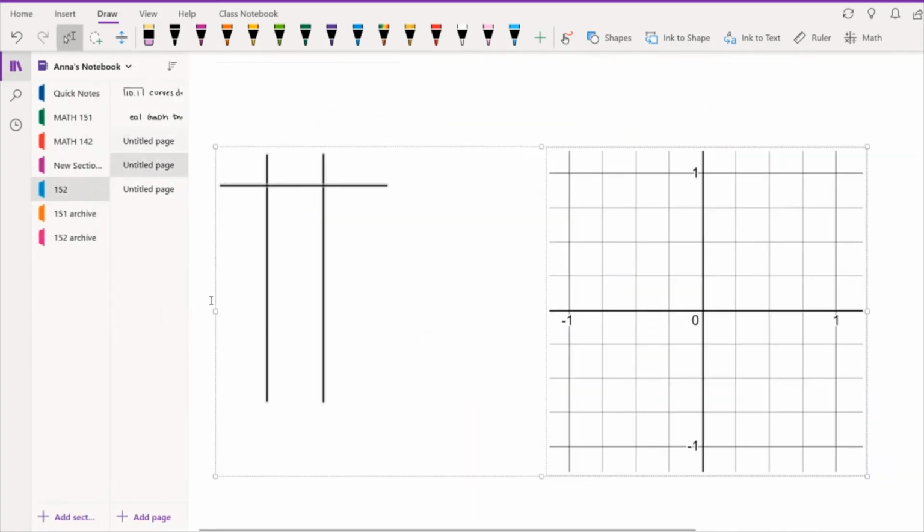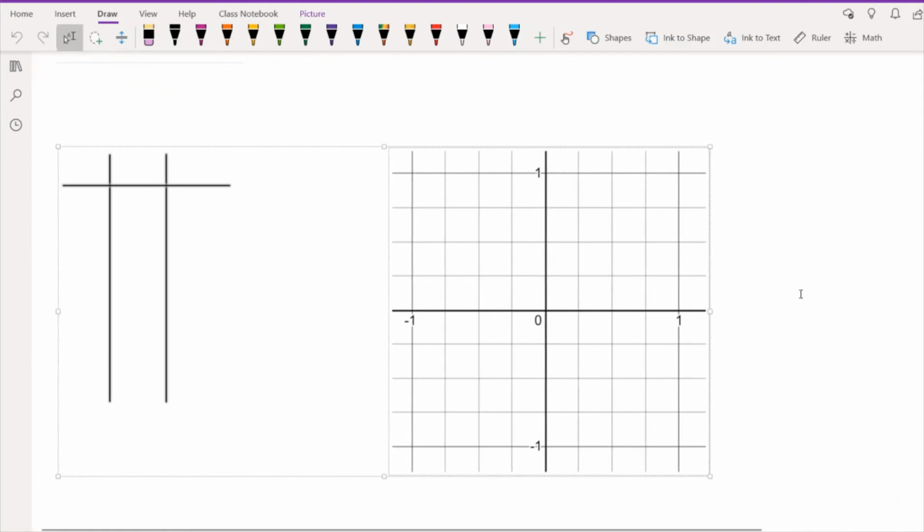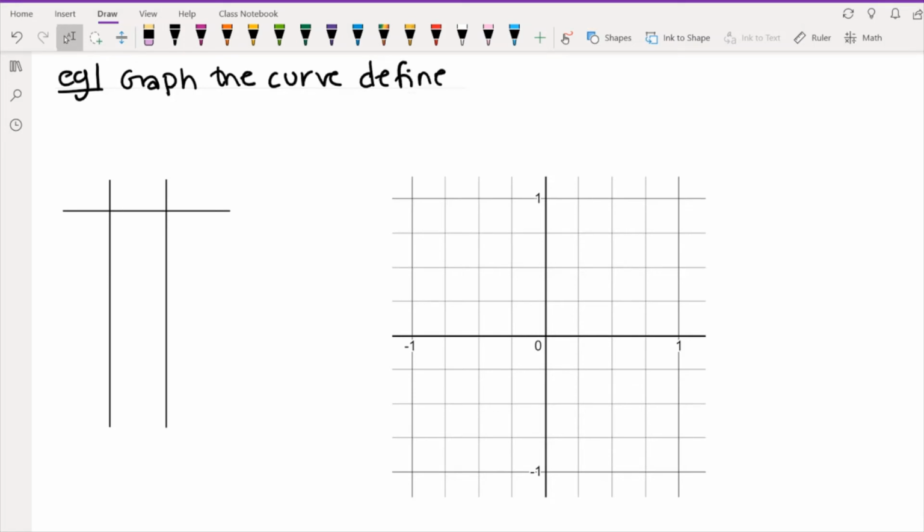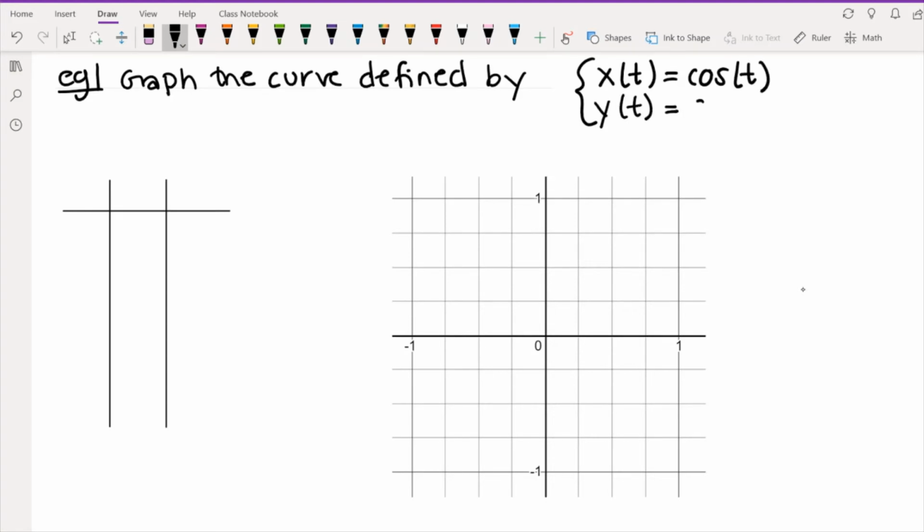Okay, so I want to look at another example. We're going to be graphing, and then we'll also see how eliminating the parameter works, because it's going to be a little bit different in this case. So in this case, we want to graph the curve defined by x of t is equal to cosine of t, and y of t is equal to sine of t. So maybe pause for a second and think about, without actually plotting points, if you have any guesses to what this is going to look like, because this should maybe remind you of something from pre-calculus 2, from trigonometry.